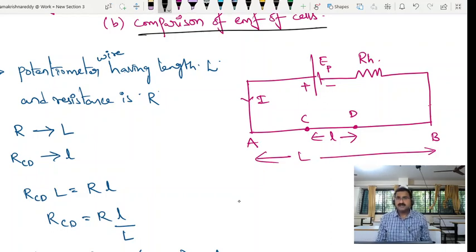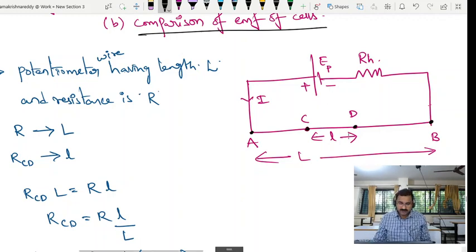Here we take a cell having EMF, the primary cell, EP, and RH means rheostat, a variable resistance. A and B is the potentiometer wire having length capital L. Now I am taking two points C and D which are separated by distance l, or the distance between C and D is l.